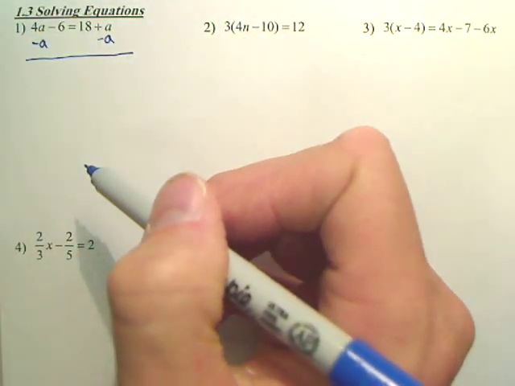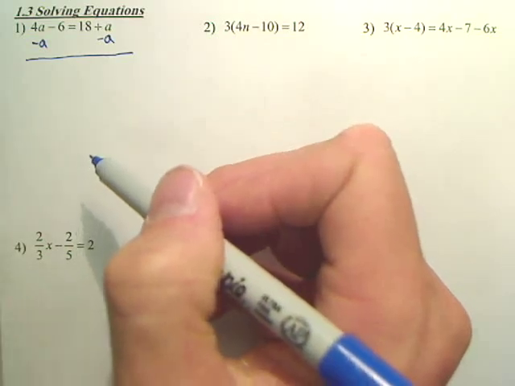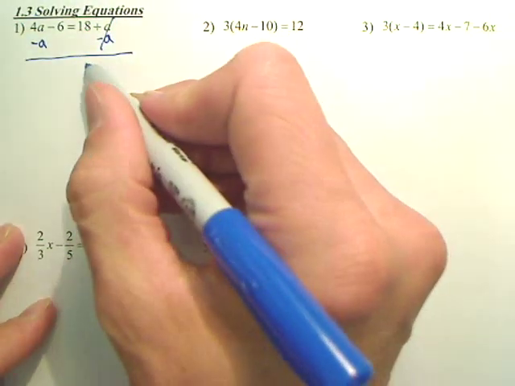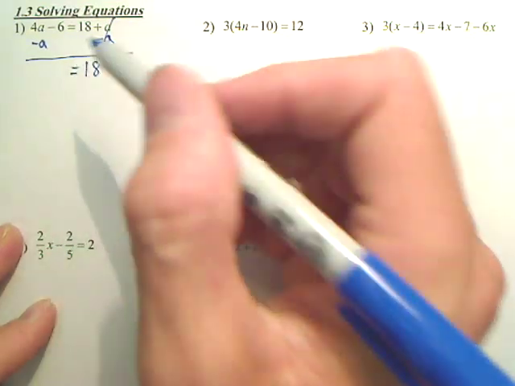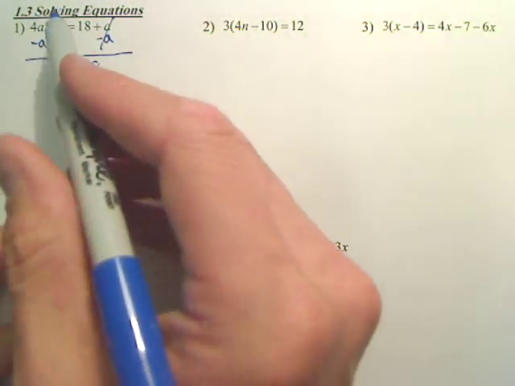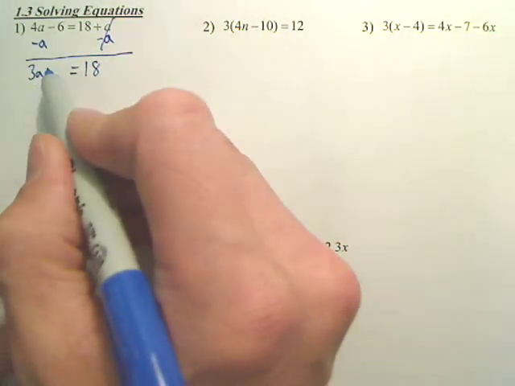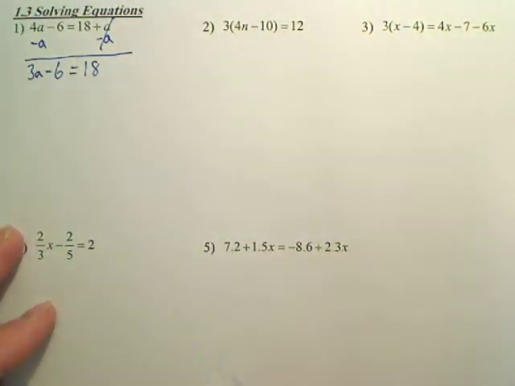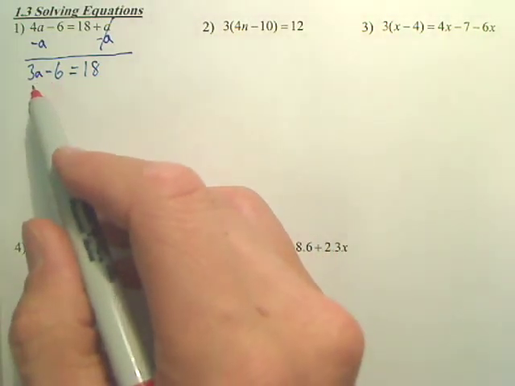Because if you minus something from both sides, it's okay. It stays the same. That's gone, leaving you 18 over here. And 4a minus 1a is 3a, and bring down the minus 6. Now, I have all the a's on the left side.